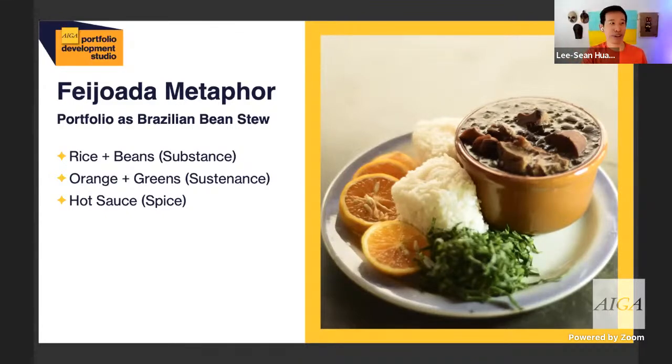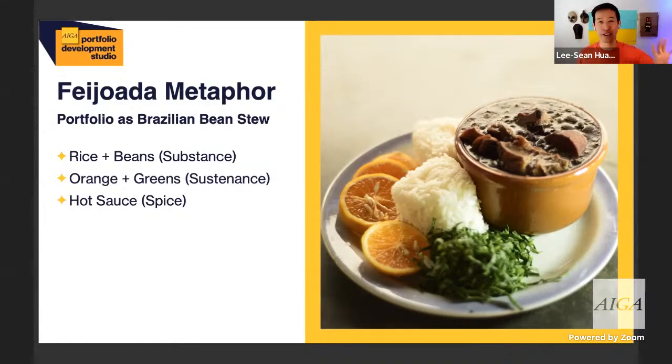Then on the feijoada plate, you have the orange slices and your collard greens or your kale. That's really the sustenance. That's where you're getting your vitamins, right? The oranges provide some sweet and sour to act as a counterpoint to the heaviness of the rice and beans. And so these are the things that might set you apart a little bit, or be a counterpoint to your bread and butter, your rice and beans kind of work, to show a little more character or to show something that sets you apart.